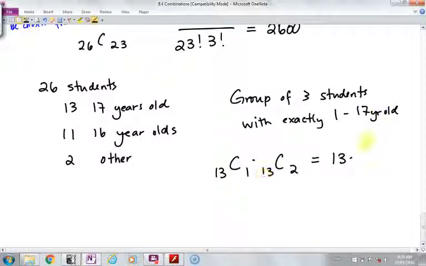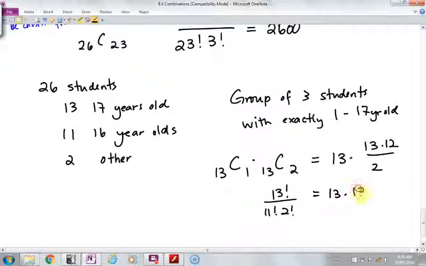It's 13 times 12 divided by 2, because it would be 13 factorial over 11 factorial, 2 factorial. Let me write that. So the 11 factorial here that comes after the 12 is going to cancel with this 11 factorial. So it's 13 times 12 divided by 2.